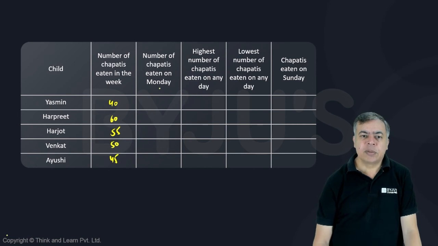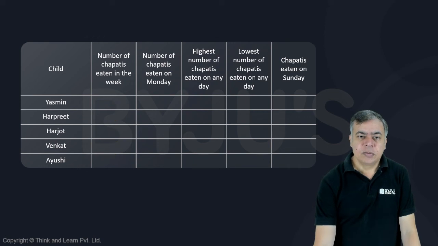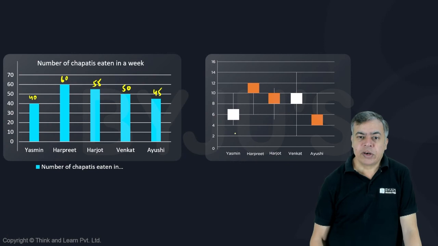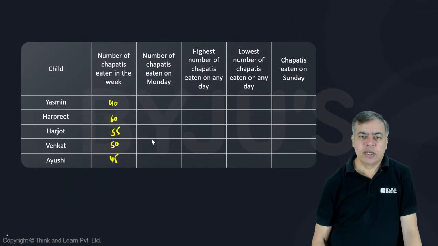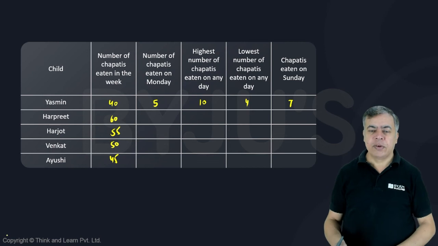Here it is the number of chapatis eaten on Monday. For Yasmin, on Monday it will be 5, then on Sunday it will be 7. High is 10 and low is 4. So 5, 7, 10, 4 is the data for Yasmin. I am writing here highest, lowest, first day, last day.